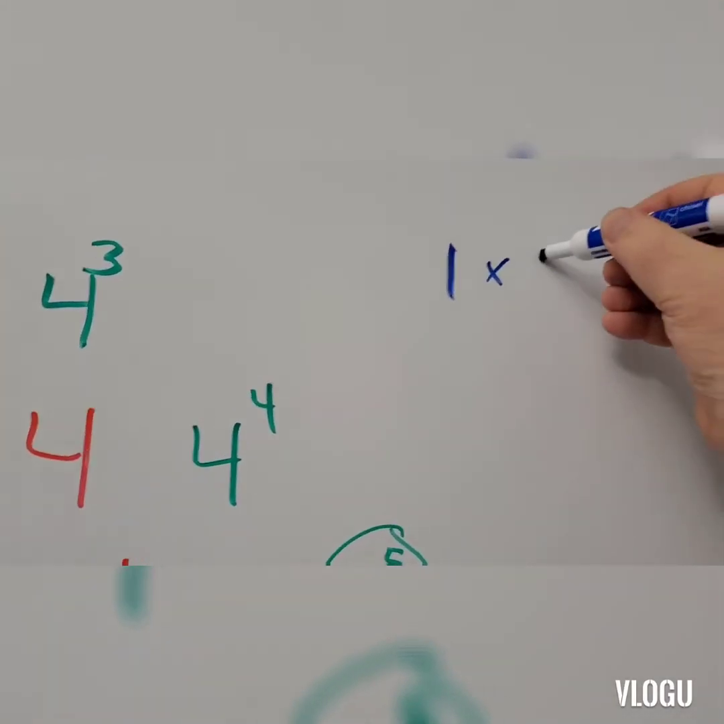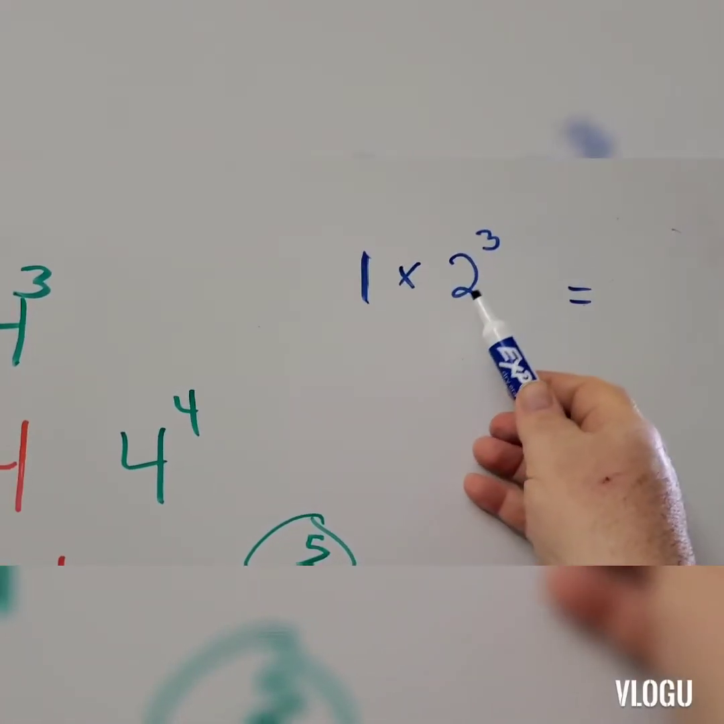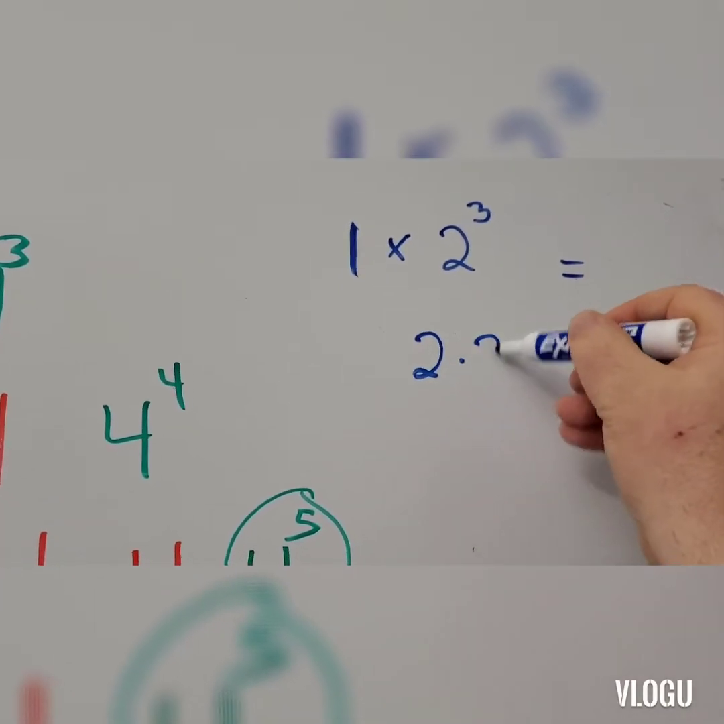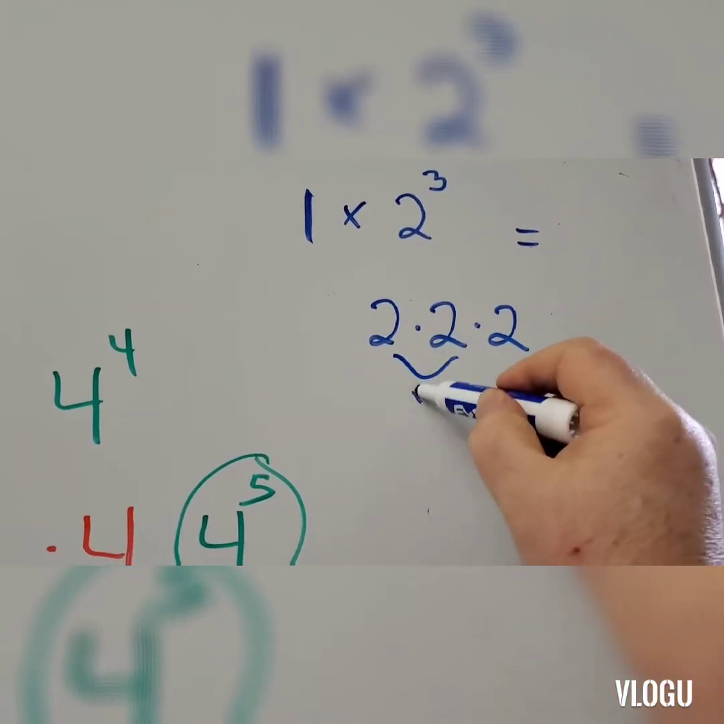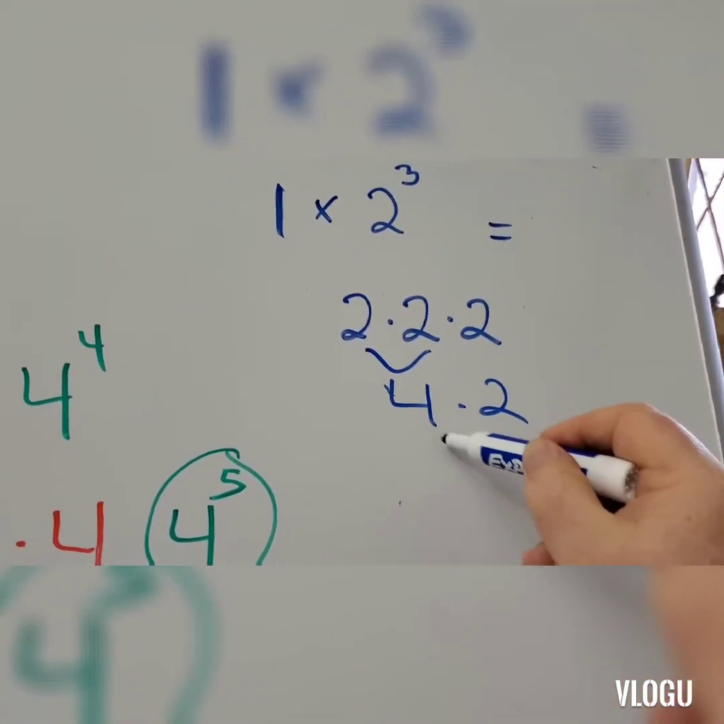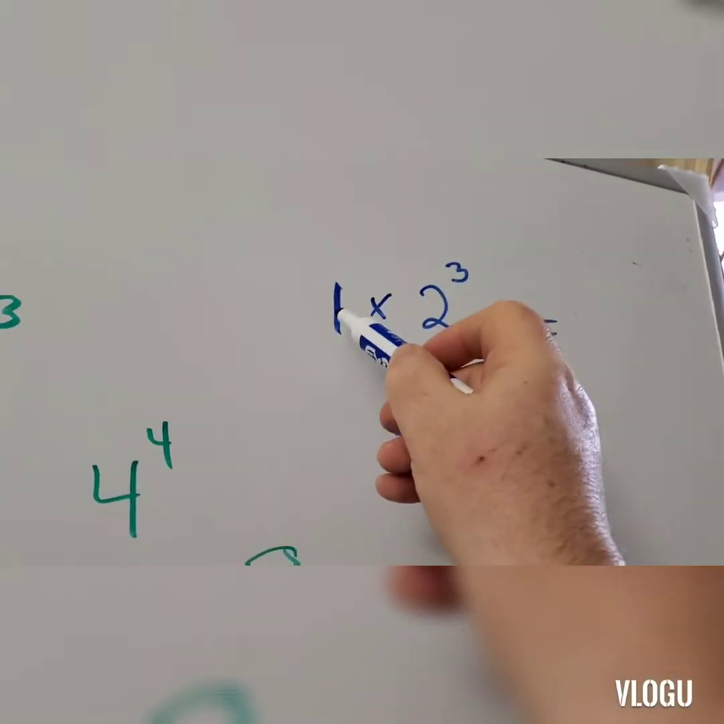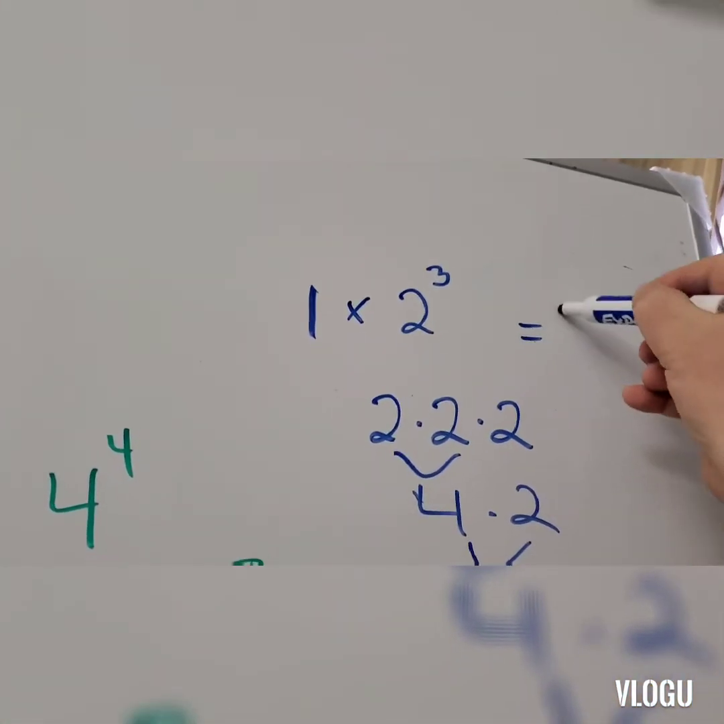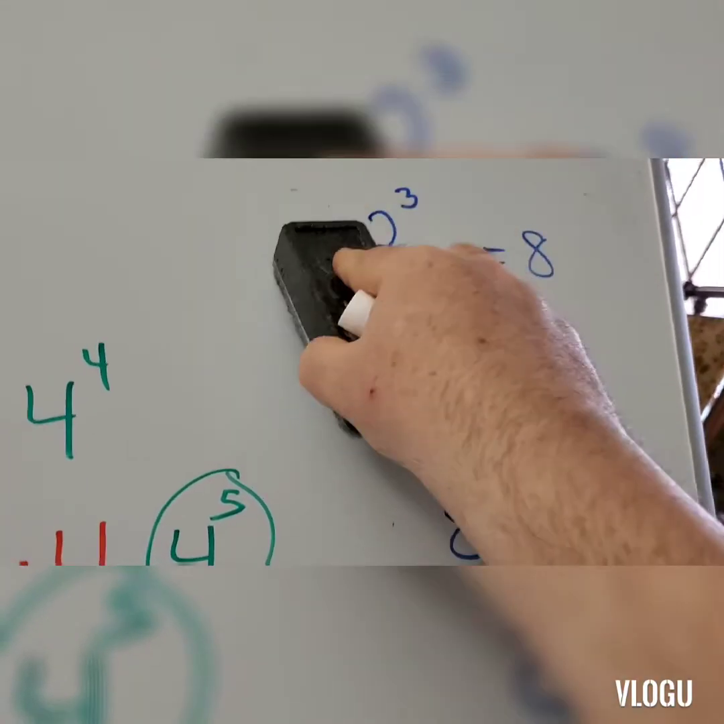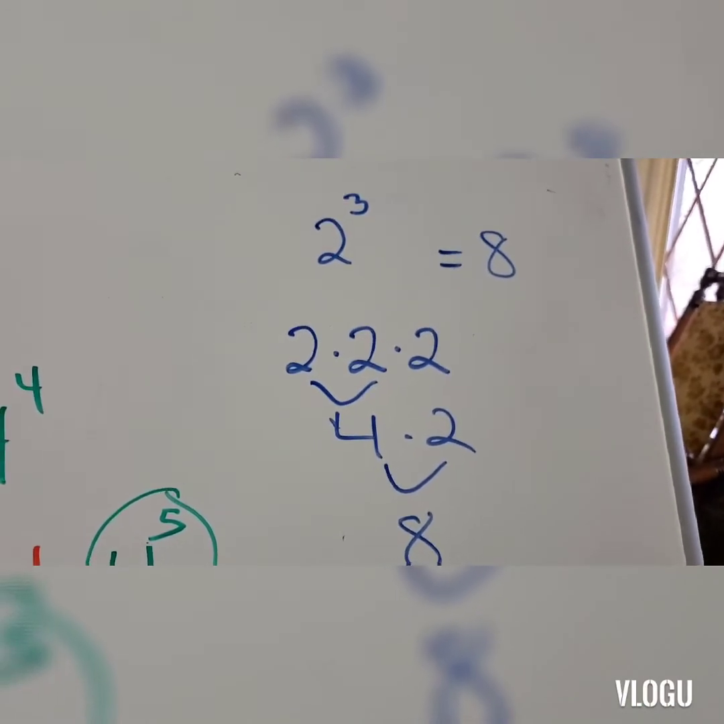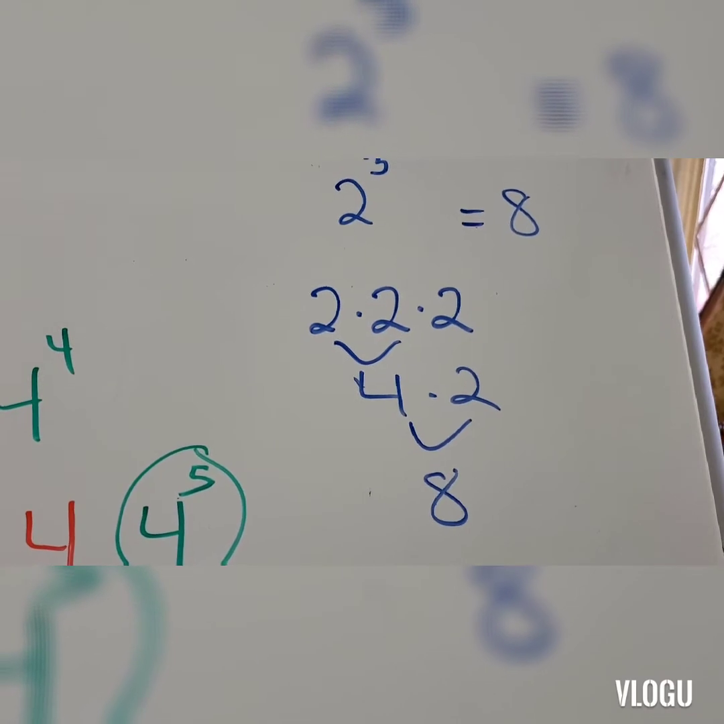Because if we have 2 to the 3rd power, 2 to the 3rd power is 2 times 2 times 2. 2 times 2 is 4. 4 times 2 is 8. So 1 times 8 is equal to 8. But it's the same thing if we don't even have the 1 times. 2 to the 3rd power is still equal to 8.